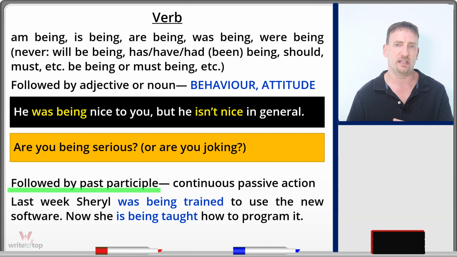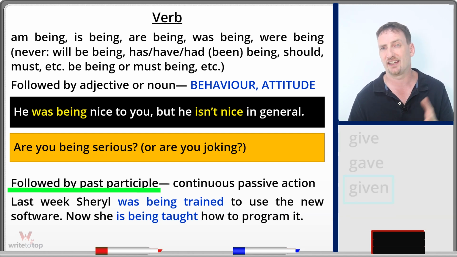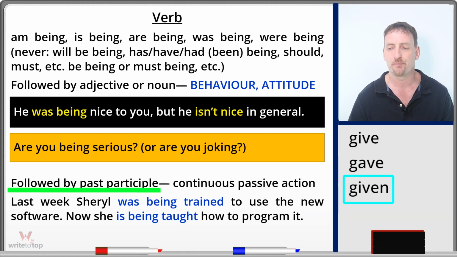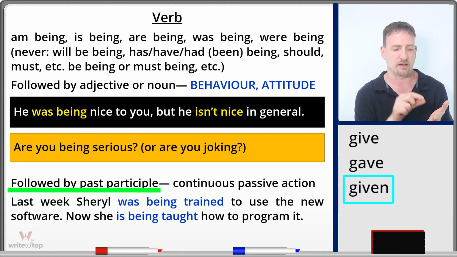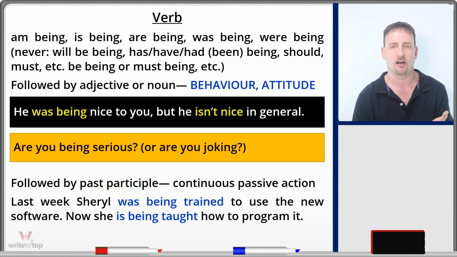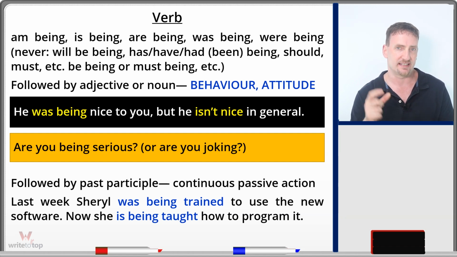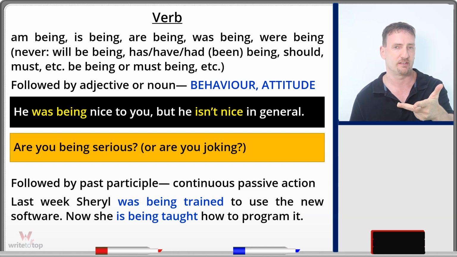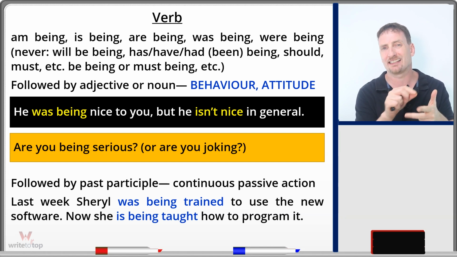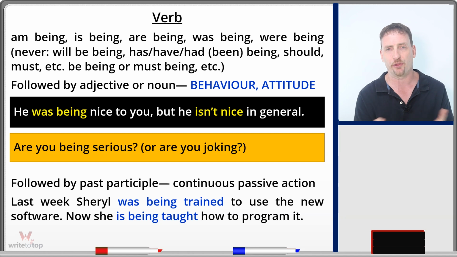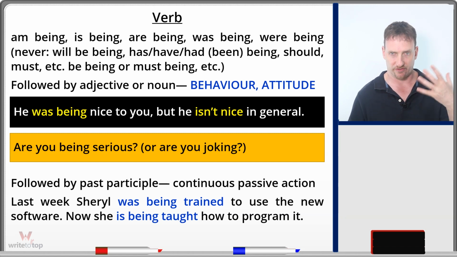If you follow the being with a past participle verb, or, well, it's technically a past participle, but it's the third verb, right? So give, gave, given. Given is the past participle. If you're using it in that way, then you have the be verb, for example, is, am, are, being plus the past participle, you have a continuous passive action. And in which case the action is whatever that third verb is. So is being given, right? Given is the main verb. Is and being are both helping verbs, but the whole thing works as a continuous passive verb.